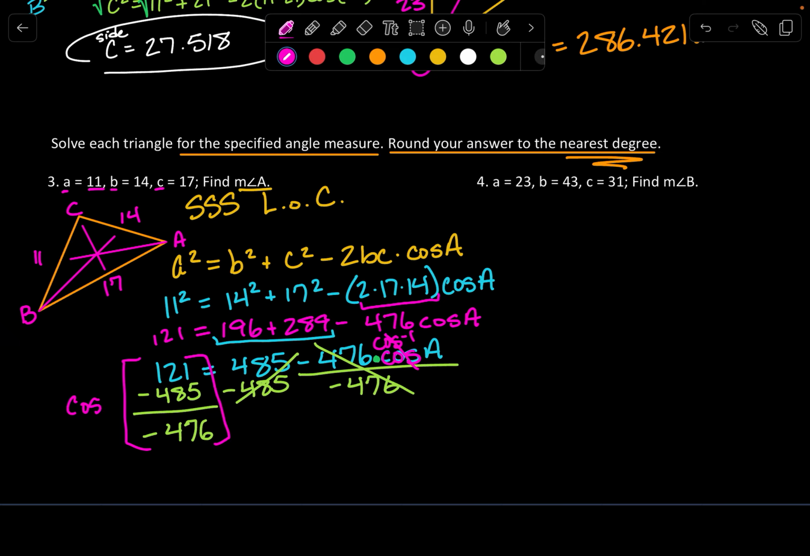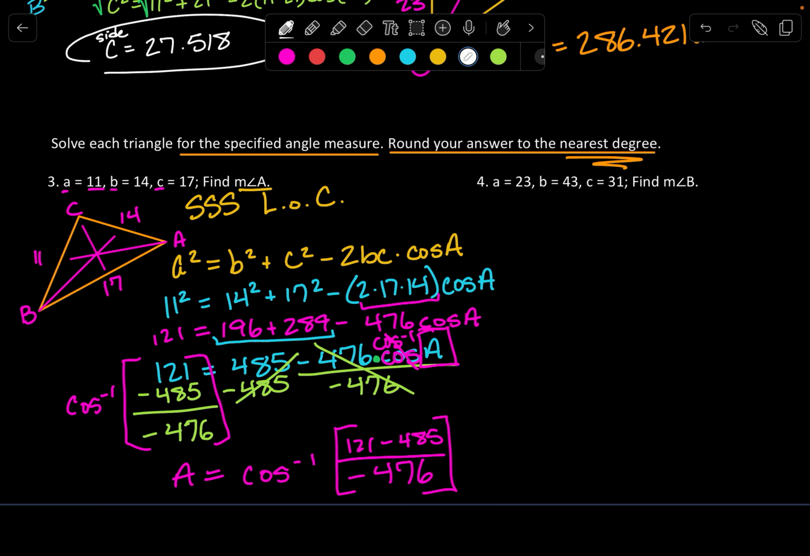So I know this looks a little funky. I'm about to clean it up. We've got A isolated, and so we would say that A equals the cosine inverse of 121 minus 485 divided by negative 476. I don't have a calculator on me, so like I said, I'm being a little lazy.